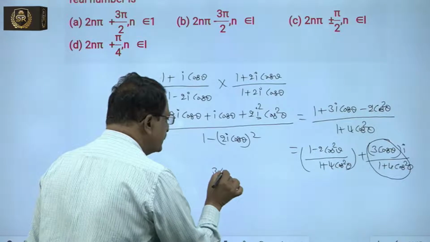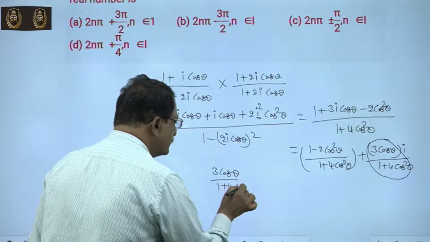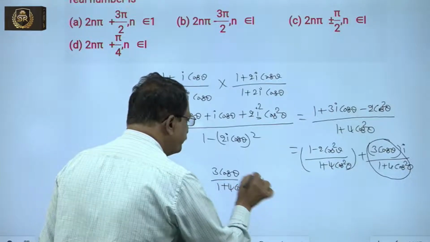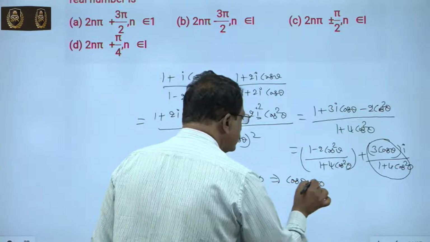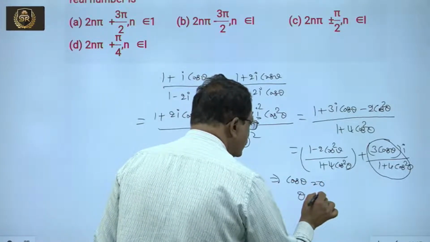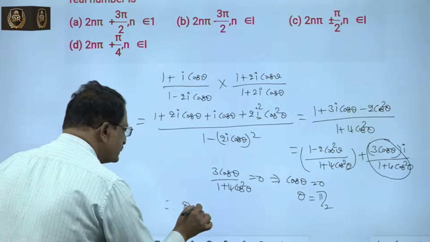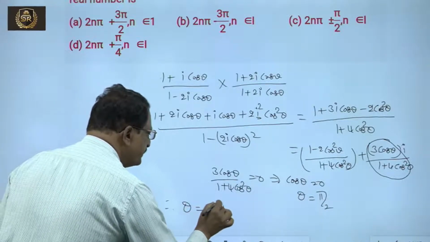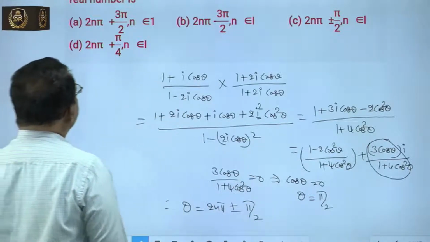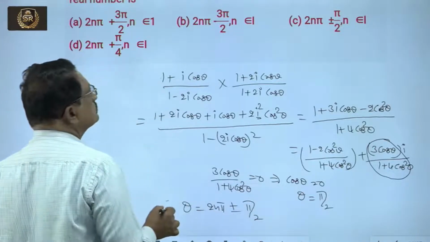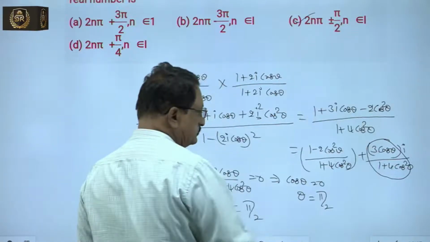Now 3 cos theta by 1 plus 4 cos square theta equals 0. Now cos theta equals 0. Then theta equals 90 degrees, pi by 2. Now the general solution of theta: theta equals 2n pi plus or minus pi by 2. Third option.